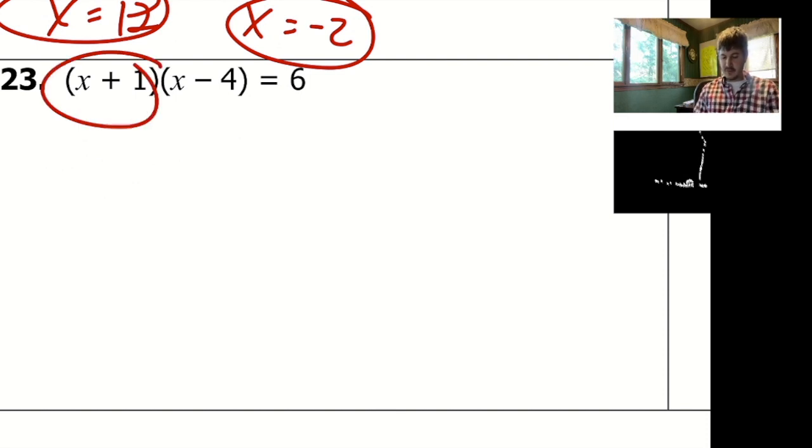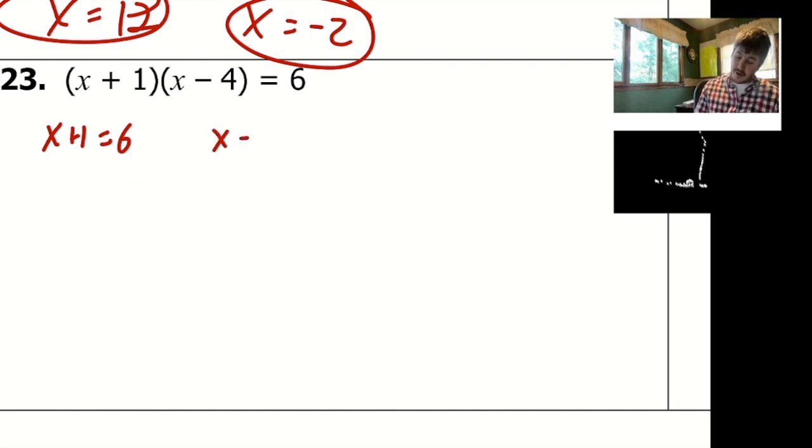You have x plus 1 times x minus 4. The left-hand side is factored, but it's not equal to 0. It's equal to 6. Which is fine, but instead of doing each term, you could do x plus 1 and just set it equal to 6. Because it's technically already factored, but just make sure you set it equal to 6 rather than setting it equal to 0. So that's something we are allowed to do in that case.